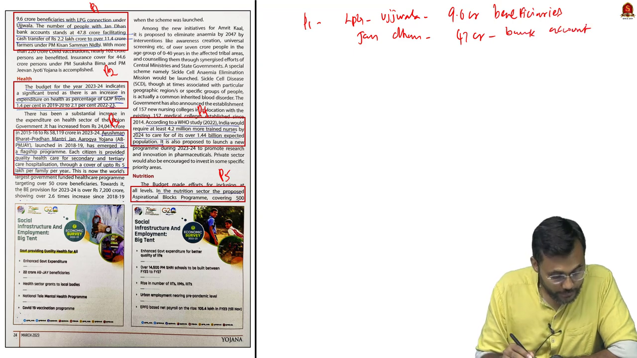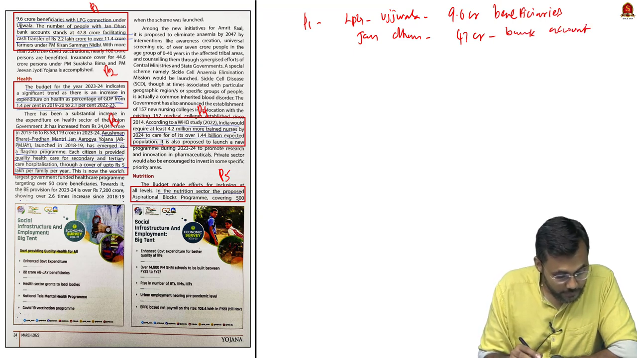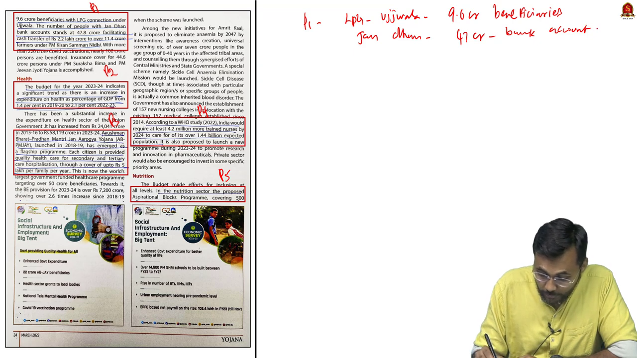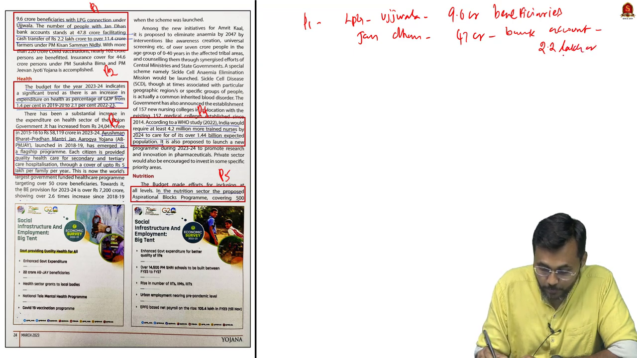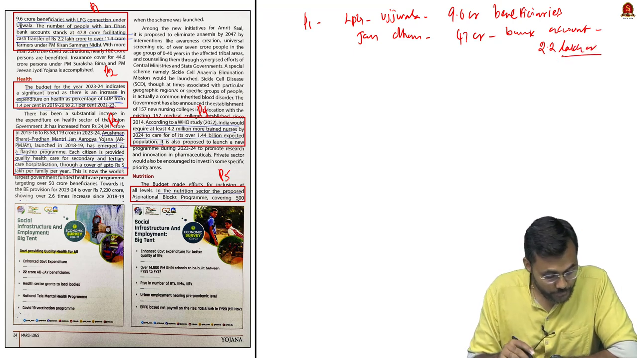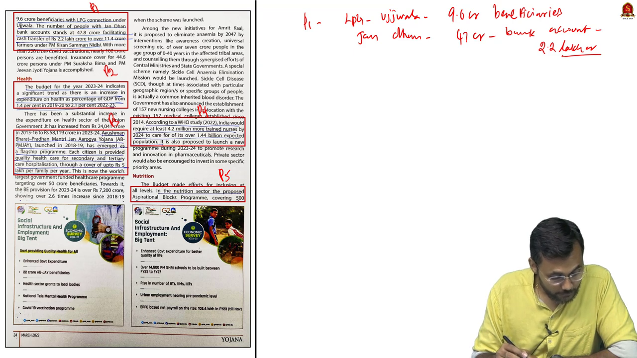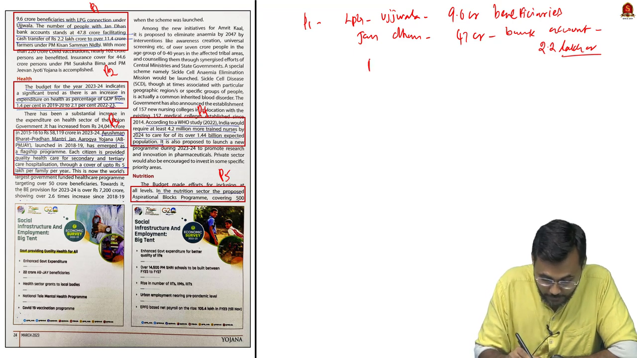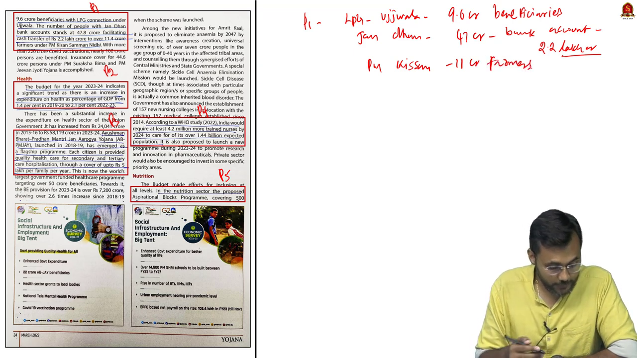This is all related to the social sector. And apart from this, which has resulted in 2.2 lakh crore being given through these Jan Dhan accounts. And also we have 11 crore farmers under PM Kisan. So 11 crore farmers benefited. So these are the data which you can use for your answer writing.